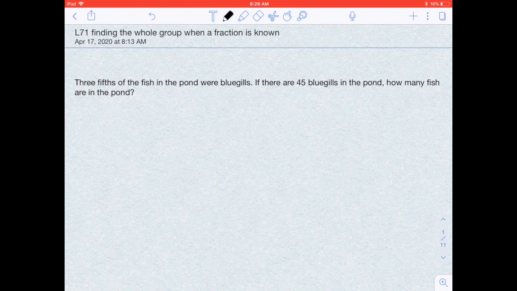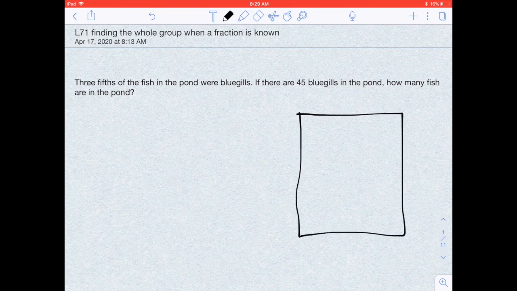So 3/5 of the fish in the pond were bluegills. If there are 45 fish in the pond, how many fish are in the pond? So I know I need to make a box. Okay, so we've always been doing that. We know there's 3/5 are bluegills, and we know there's 45 bluegills in the pond. So how many fish are in the pond? Okay, actually this is something you have not seen before. You've seen something similar, but it's a little bit different.